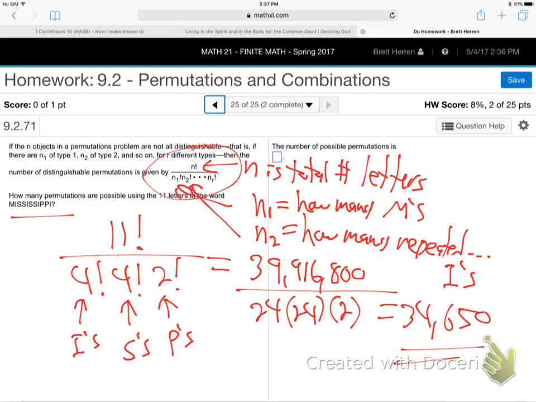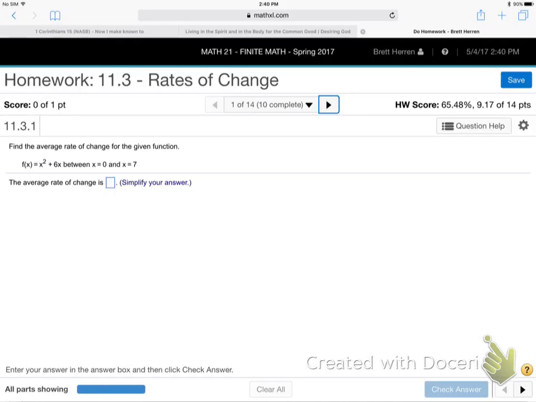All right, I want to spend a sizable amount of time reviewing. So here we go. Average rate of change, 11.3, our last section. Average rate of change for the given function. So we've got a function, and it's saying between 0 and 7. They're going to ask us this question again and again, and almost the whole section is this one question. So it's kind of good if you can just get it down. It's the same thing over and over again.